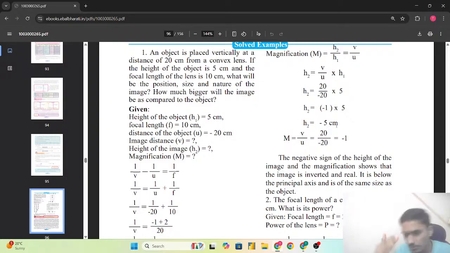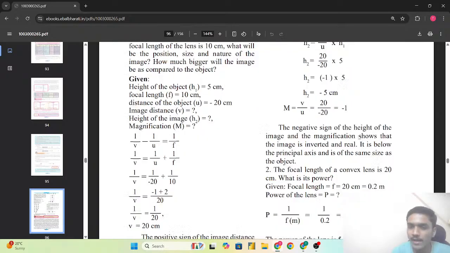Now minus 5 means the image is formed on the downward side. So magnification is equals to v upon u is equals to 20 upon minus 20 is equals to minus 1. So the magnification here comes to be minus 1. So the negative sign of the height of the image and the magnification shows that the image is inverted and real.